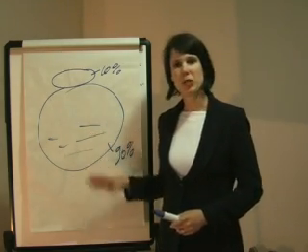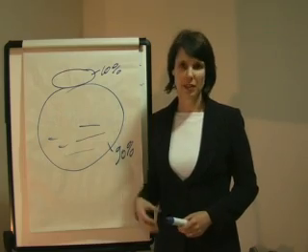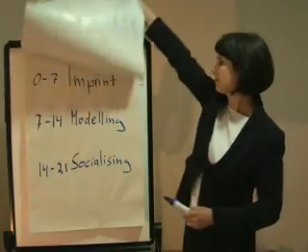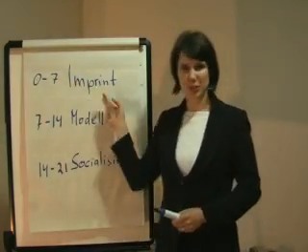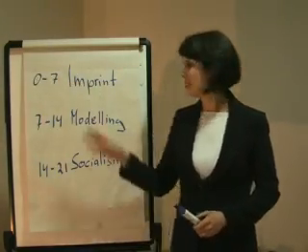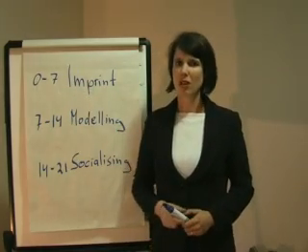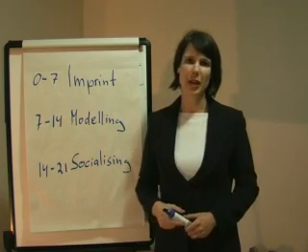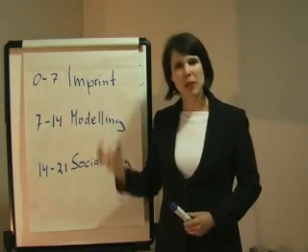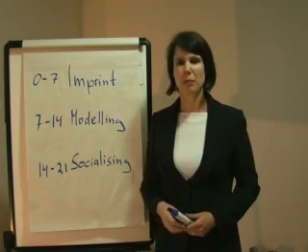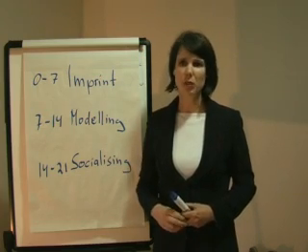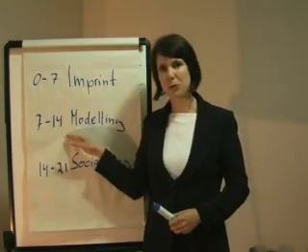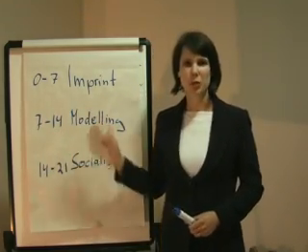There are 3 distinct periods in which we accumulate this programming, and this is what they are. There's 0 to 7, the imprint period, and this is the period where our parents are our most important influence. They teach us what's right or wrong, what's good or bad, and we just soak that up like a sponge. We can't really make any judgments at that age yet. We're just completely unconscious.